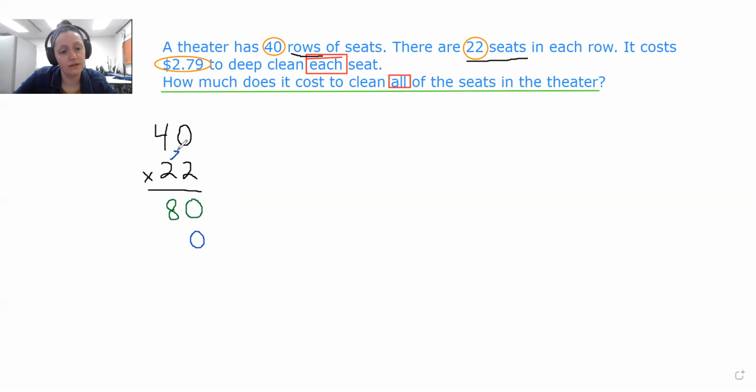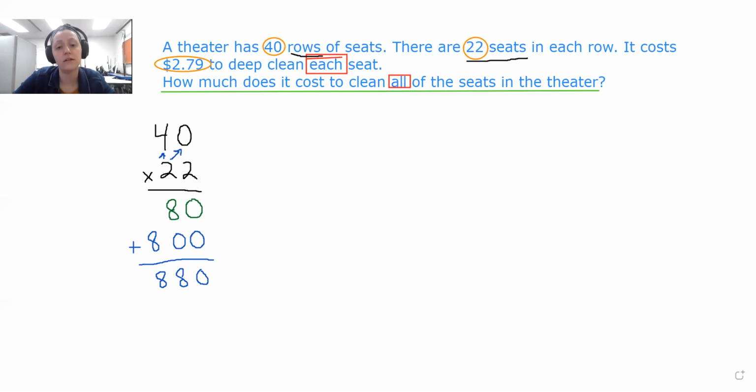Then I can multiply out the number in the tens place. So I do 2 times 0 again and 2 times 4. 2 times 0 is 0, 2 times 4 is 8. And I can add these numbers together to find the total number of seats in this theater. So when I add them together, this gives me 880.